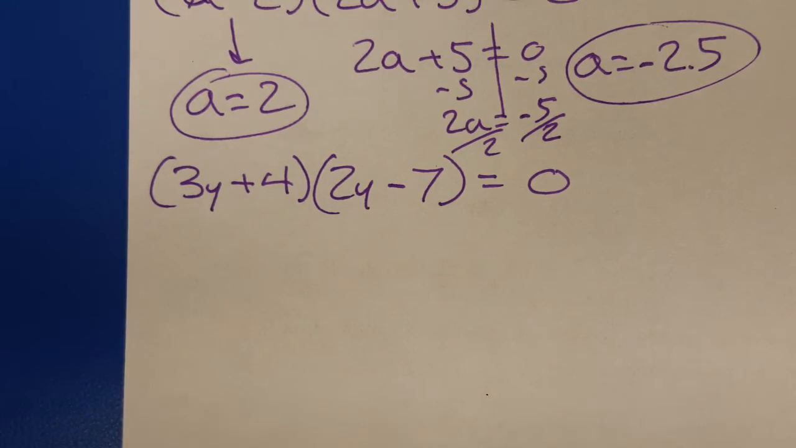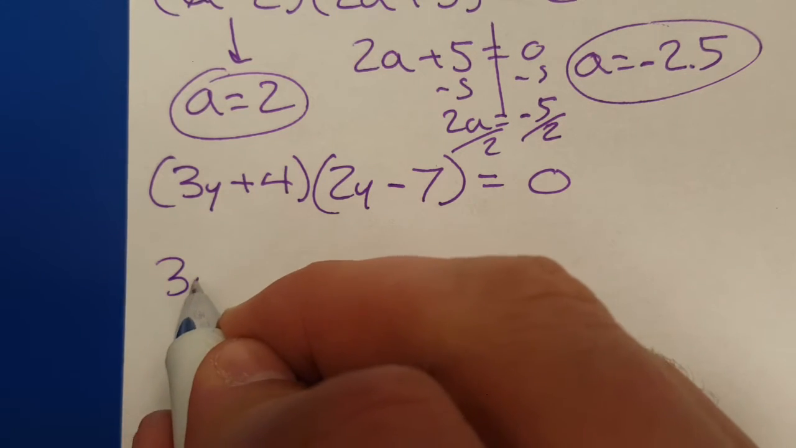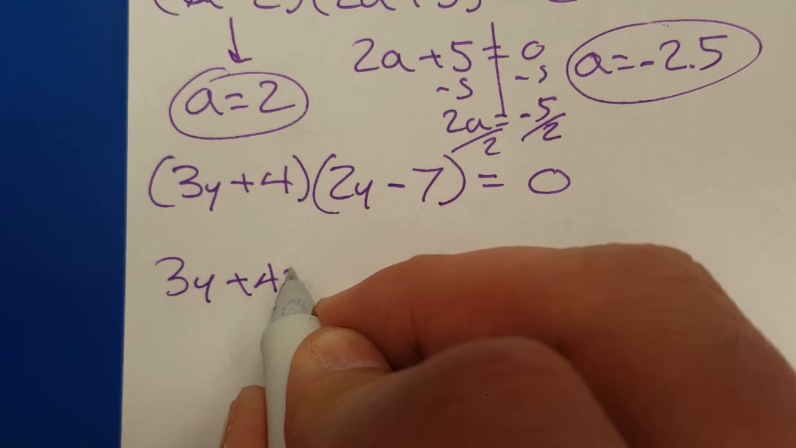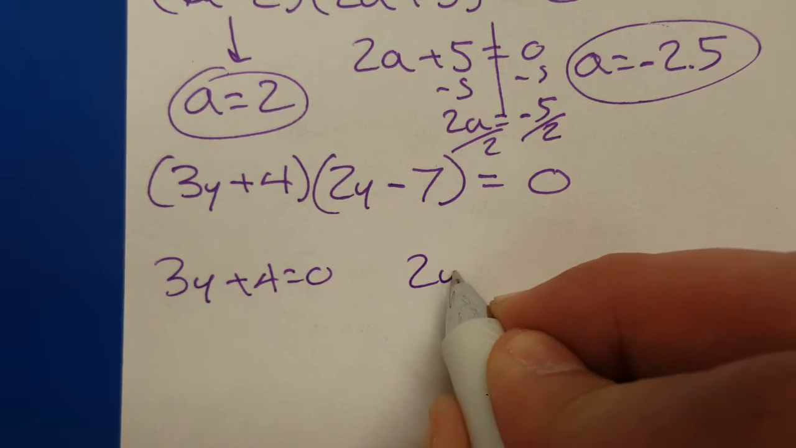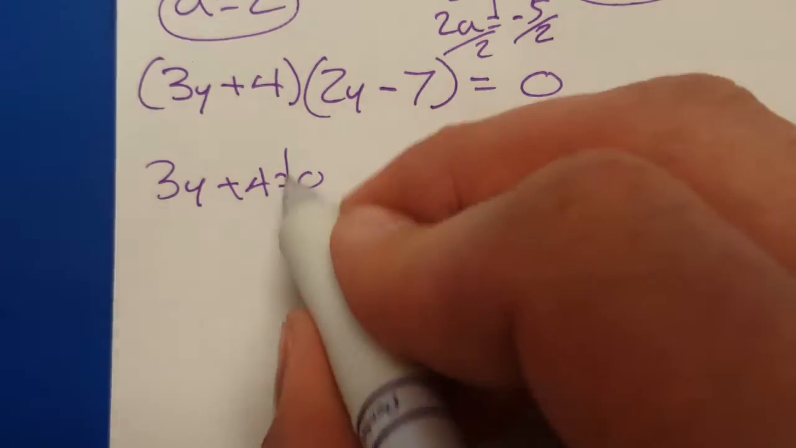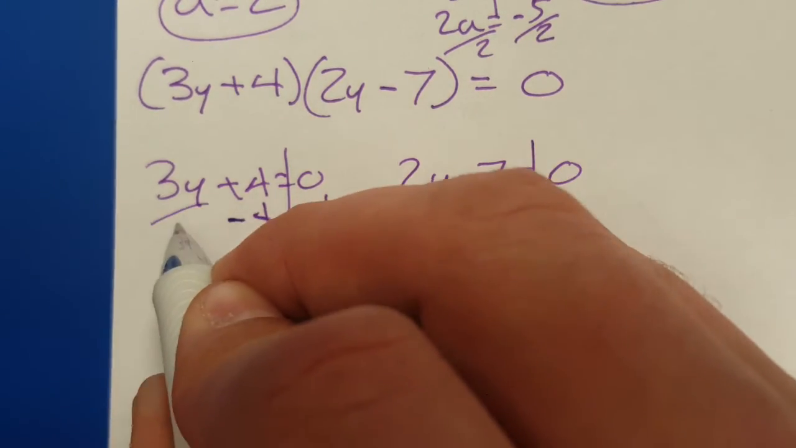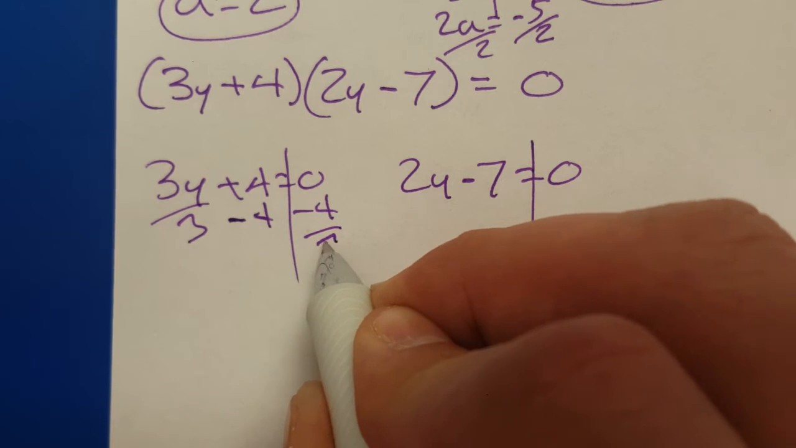Last one, they're both two-steppers. The variables are both spicy. So I have to go 3y plus 4 equals 0, and then 2y minus 7 equals 0. Just a couple of two-step equations. -4, -4. I'm not even going to rewrite because I'm lazy.